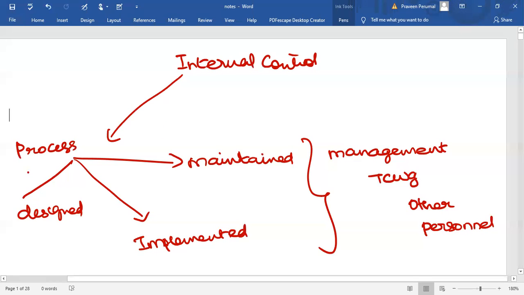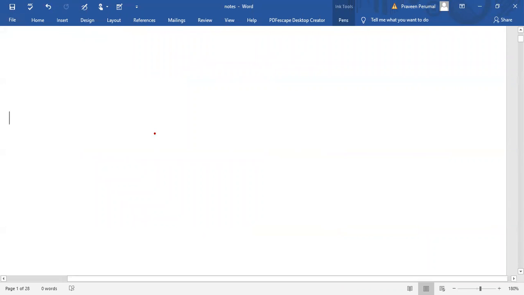So, internal control is a process. You have to design the process. After designing it, implement it. After implementation, please maintain it. So, design, implement, maintain. Who does all these three? Management, TCWG, other personnel. Now, internal control, what does it do? Point number one, it provides reasonable assurance about the achievement of entity's objectives.